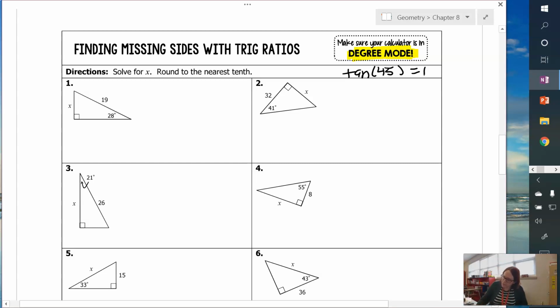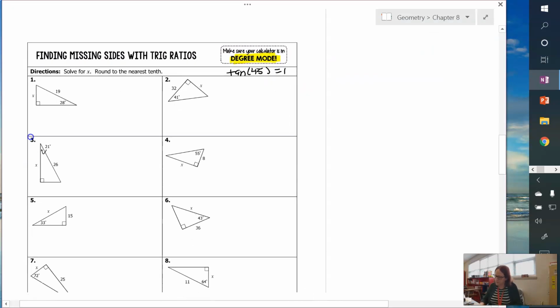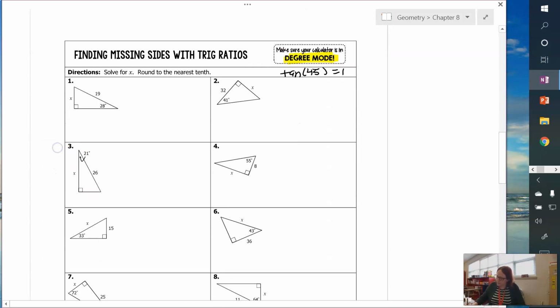And then the process we're going to use is a simple little process. I'm going to write down the steps off to the side, and then we'll solve the problem. So your first step is to label. You're going to label your opposite, adjacent, and hypotenuse. So on number 1, I am at angle 28. Over here is opposite. Touching the 28 is the adjacent, and the 19 is the hypotenuse.